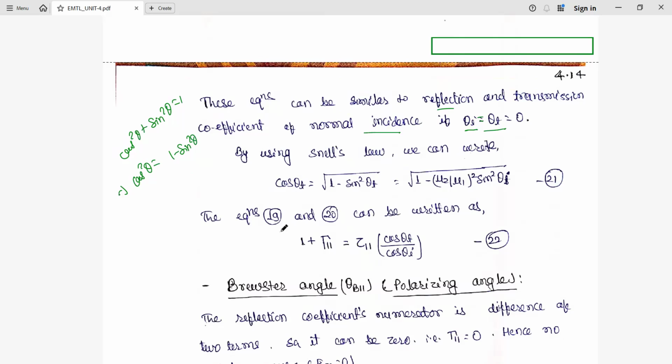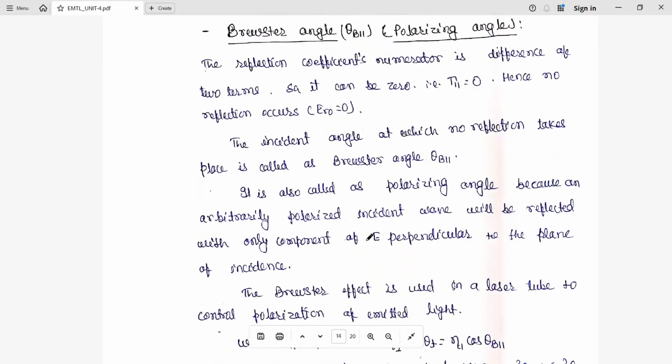For that, a separate lecture is available, you can see that. Finally, by using equations 19 and 20, we have 1 plus the reflection coefficient in parallel polarization equal to the transmission coefficient in parallel polarization times cos theta_t by cos theta_i. Now a very important concept we are going to define is called the Brewster angle. It is also known as the polarizing angle. It is very important.